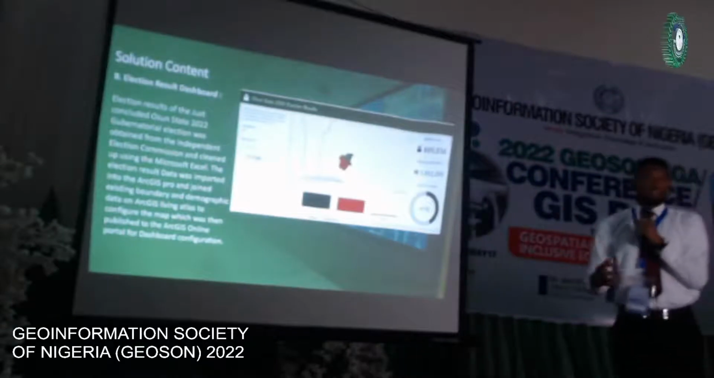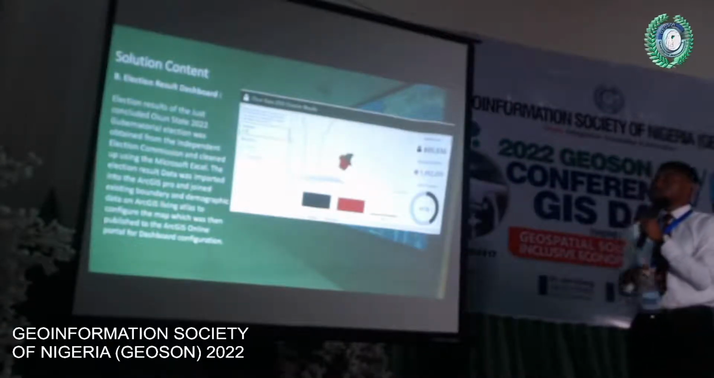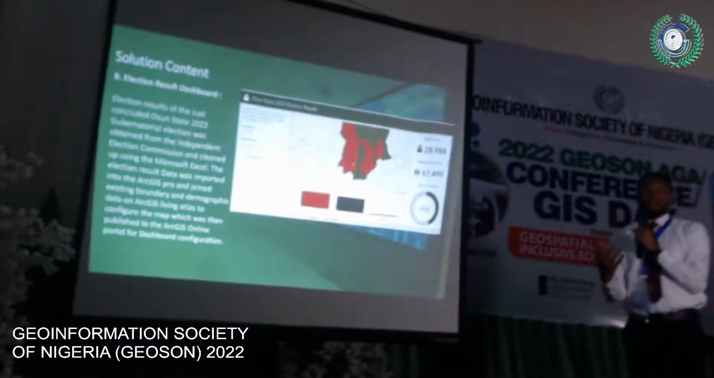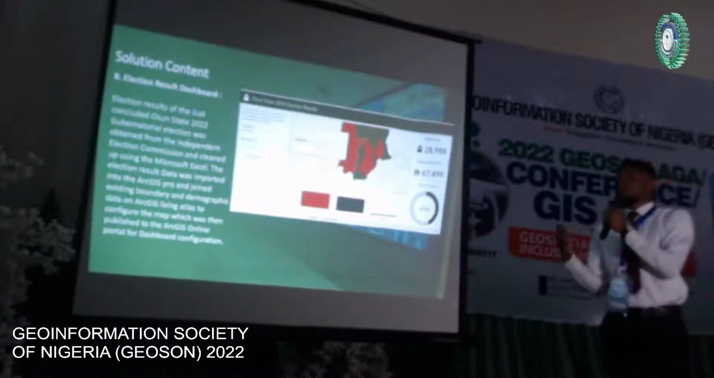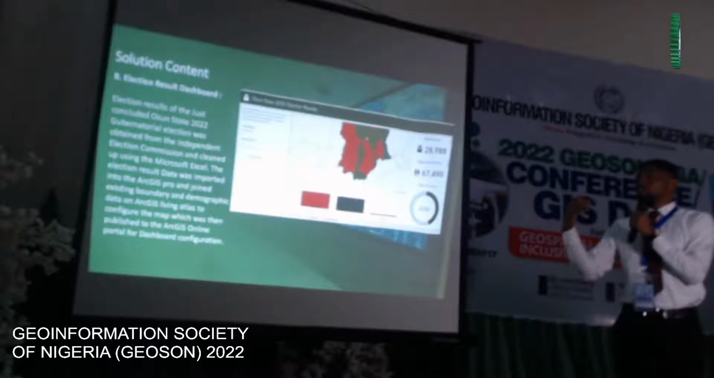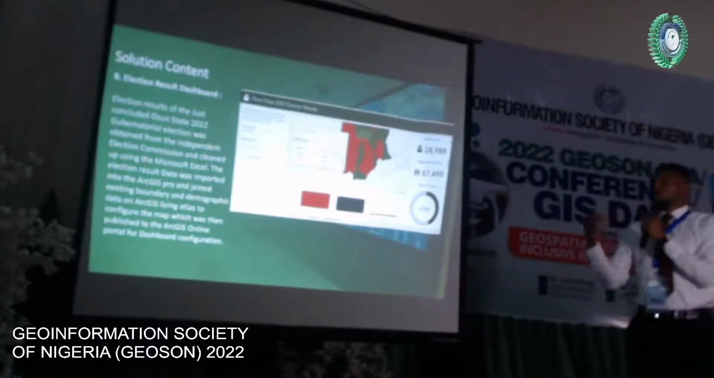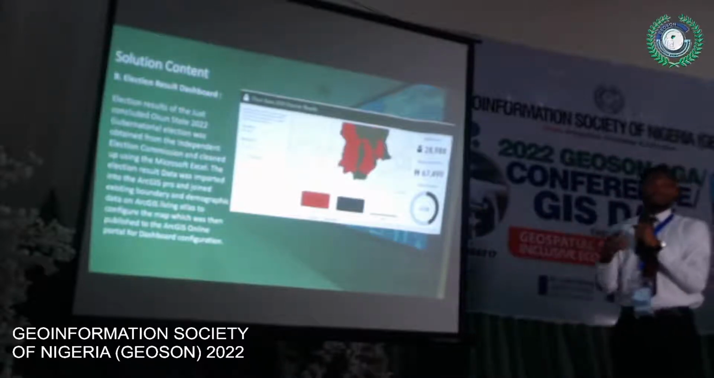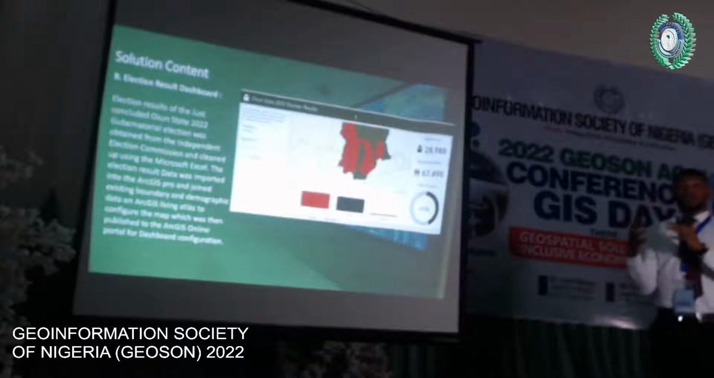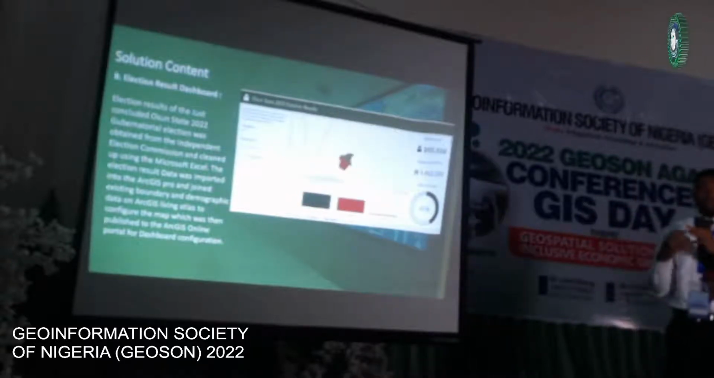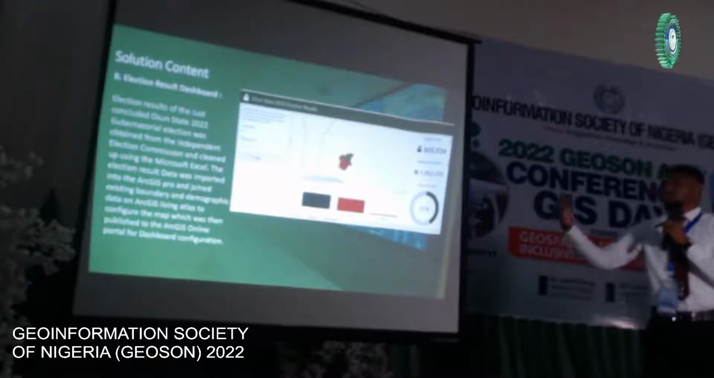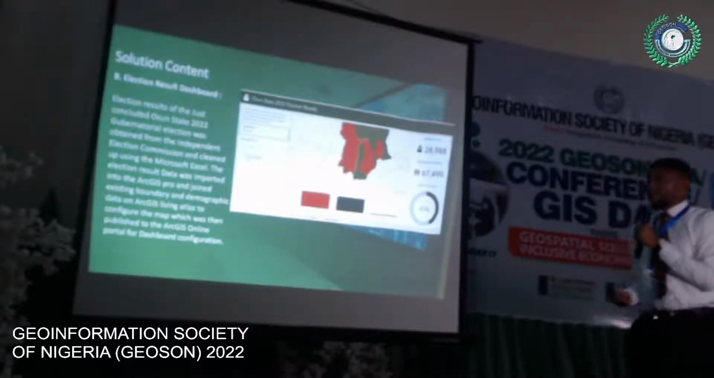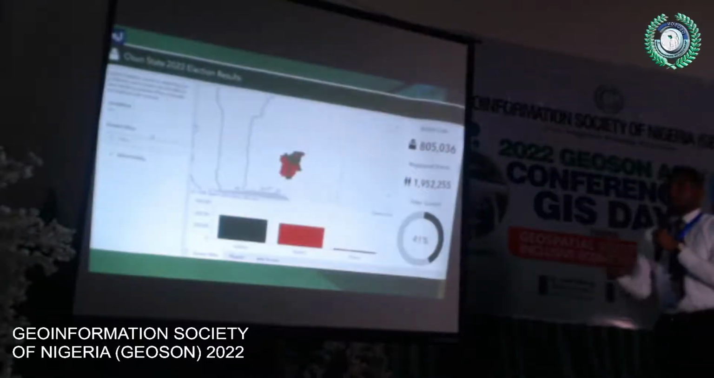I'll just rush through this solution content. The solution also consists of an election results dashboard. After the incident report, we also customized a real-time data collection of election results based on the local governments and the candidates who are vying for these positions, to upload in real time. After collation, results can be uploaded to the database and visualized on the map based on the party that wins the election. So you can go to the next one.